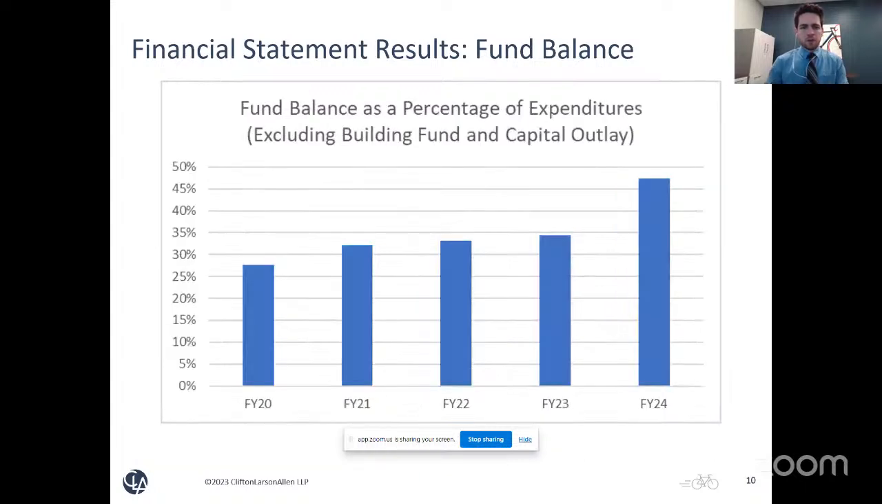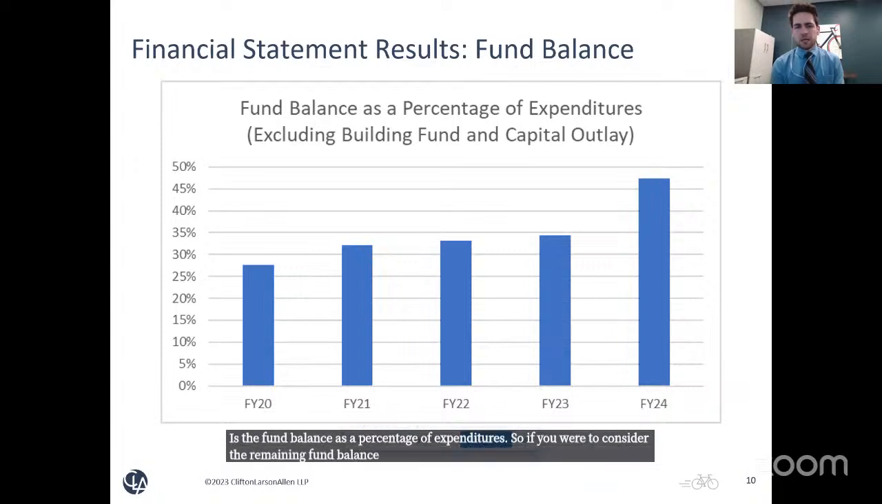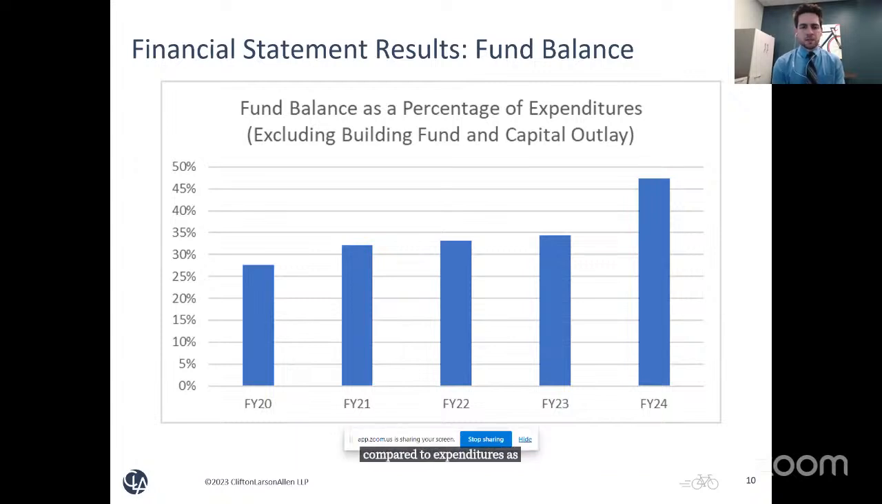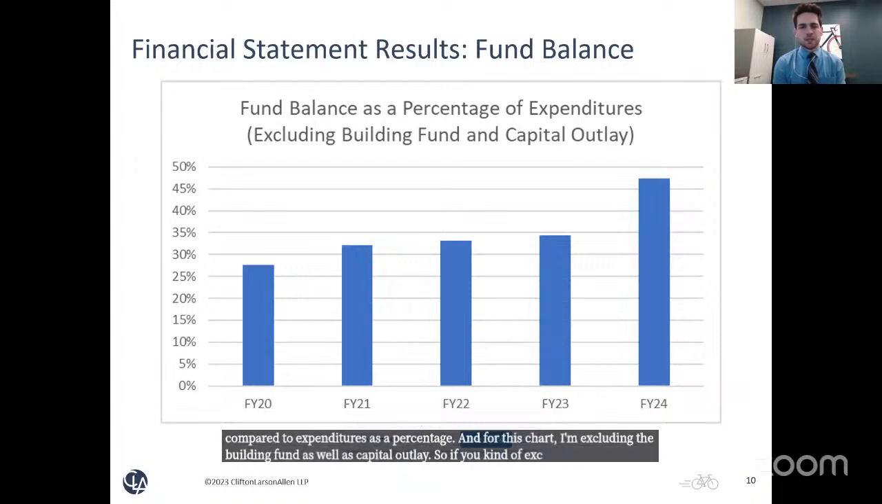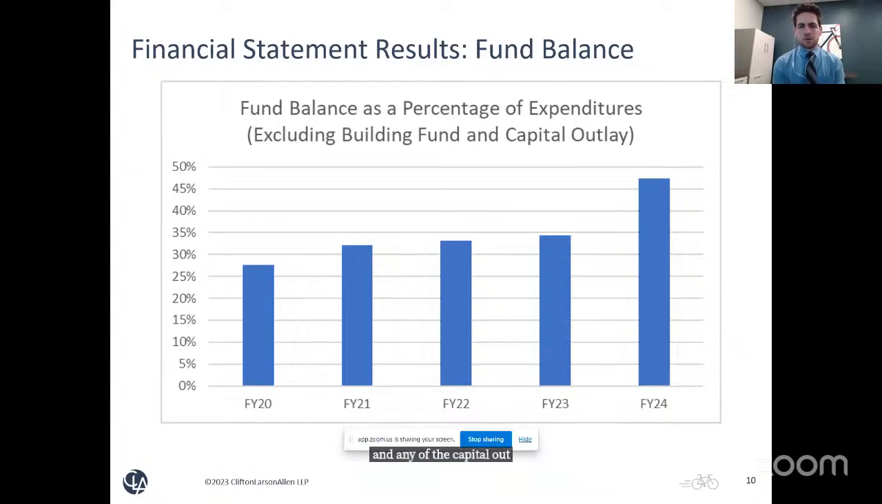So one other thing that I did want to show, which I think is maybe a little interesting, is the fund balance as a percentage of expenditures. So if you were to consider the remaining fund balance, again, that's assets minus liabilities, compared to expenditures as a percentage. And for this chart, I'm excluding the building fund as well as capital outlays. So if we exclude those debt proceeds and any of the capital outlays that can go up or down each year, depending on what capital projects are ongoing, this would basically be showing how much of the expenditures for the fiscal year the district would be able to afford without having any additional revenue come in.